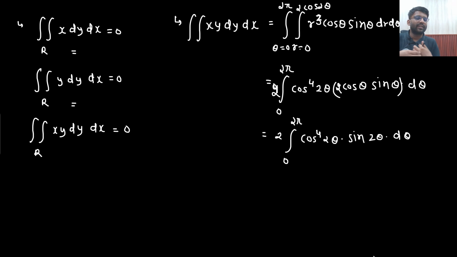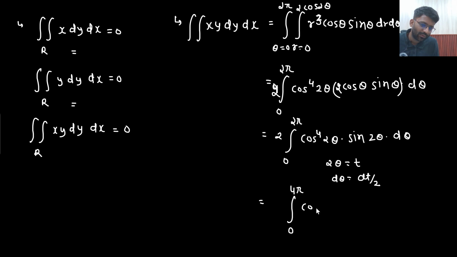In place of 2 theta, you assume t. So what will d theta be? d theta will become dt by 2. And from where to where will the angle go? If theta is 0, then the angle will be 0. If theta is 2 pi, then the angle will become 4 pi. So cos to the power 4 t, sin t, dt by 2, and the 2 and 2 will cancel out. So this is the integral we are getting: cos to the power 4 t sin t from 0 to 4 pi.